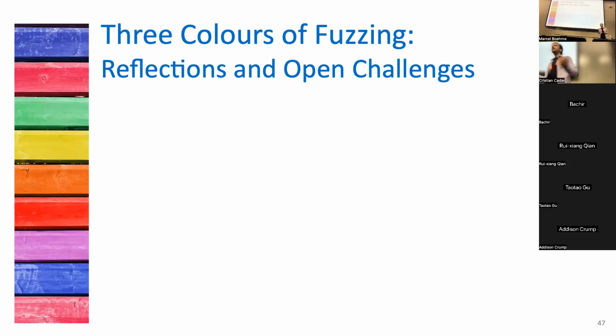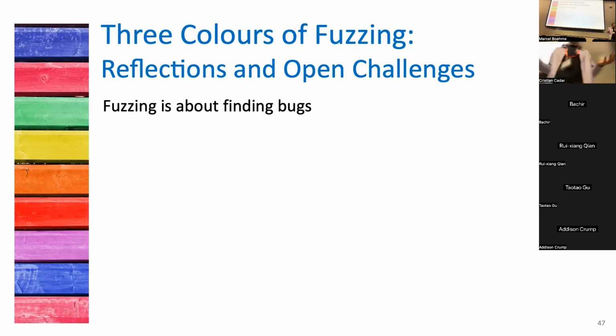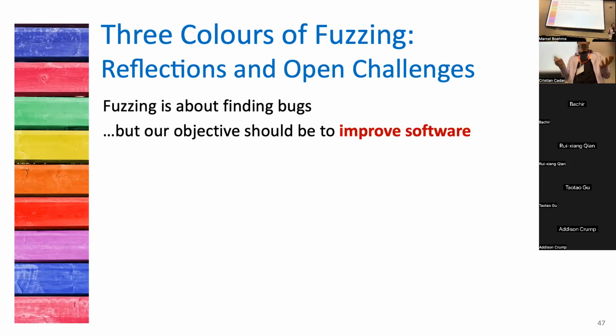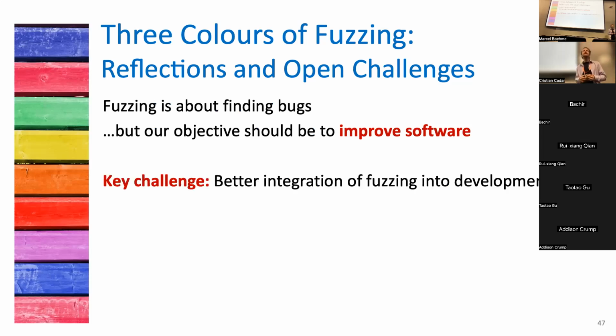So with this, that's the end of my talk. I hope you found some of these reflections and open challenges interesting. If we are to summarize the talk, the takeaway message is that fuzzing is about finding bugs, but our objective should be to improve software. The key challenge is how to better integrate fuzzing into the development process.